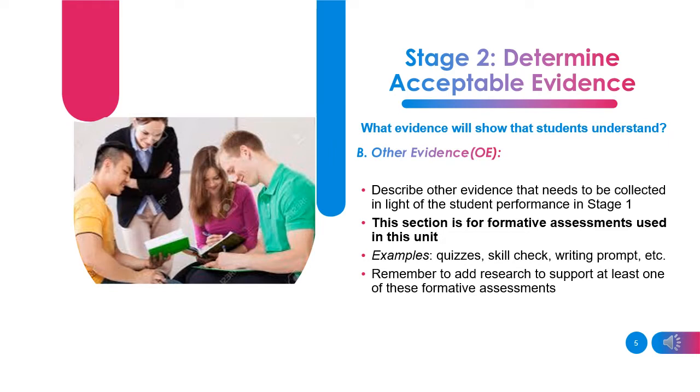The next area in Stage 2 is B, Other Evidence. In this section, please describe the other evidence that needs to be collected in light of the student performance in Stage 1. This section is for formative assessments used in this unit. This is not to be just a list. Again, it is to be a narrative description. You might include a description of the quizzes or the skill check or the writing prompt you're going to use. Remember to add research to support at least one of these formative assessments.